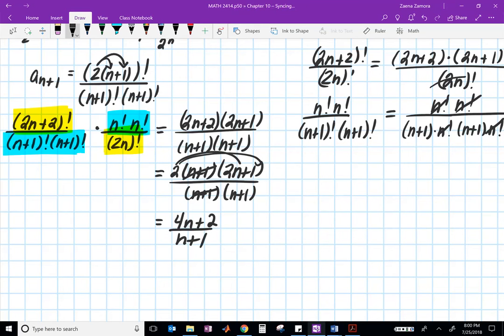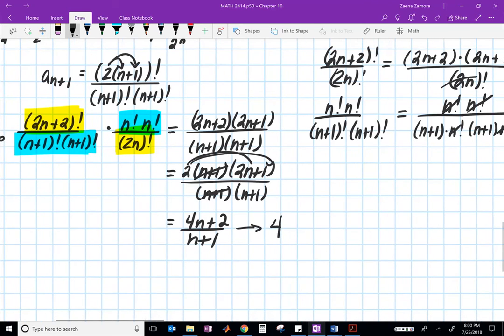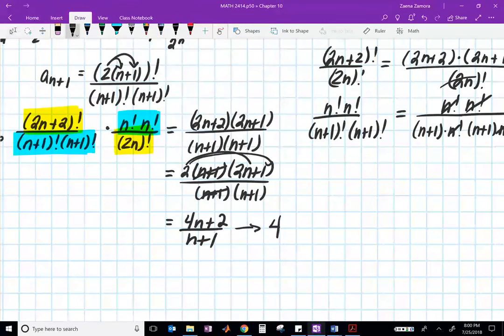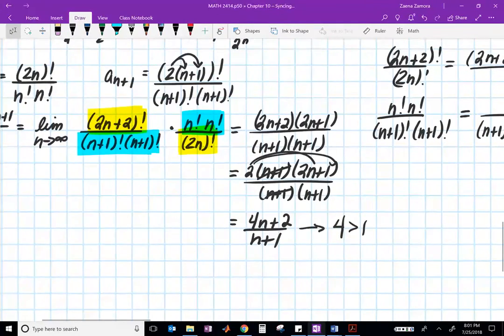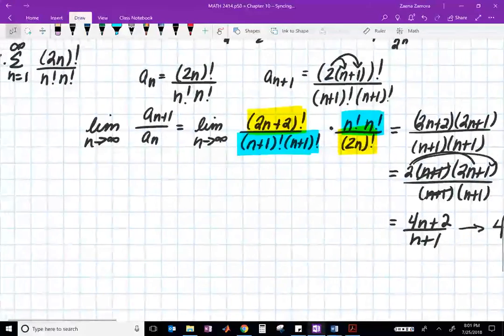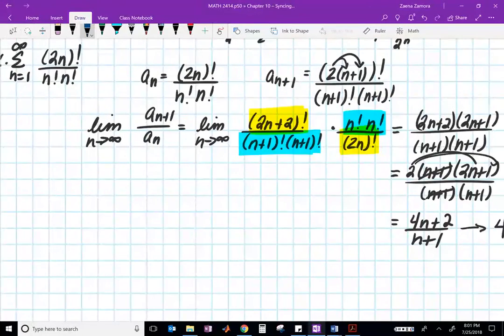Again, by the way, we're still taking the limit, right? So they have the same degree, right? So what's the limit going to be? The leading coefficient of the top, 4 over 1, which is equal to 4. And that is bigger than 1. So what can we say? It's divergent. Good. So that means that this one is divergent.